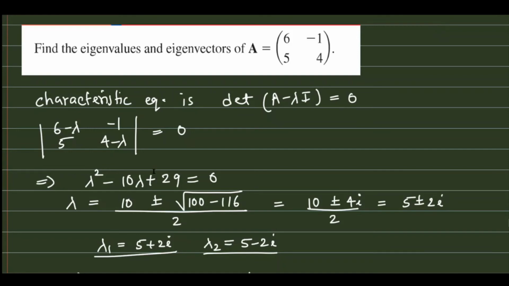Now this is a quadratic equation. We can find the roots. The formula is minus b plus or minus root of b square minus 4ac by 2a. So we will get two values for lambda, 5 plus 2i and 5 minus 2i. We see that they are complex and one is a conjugate of the other.